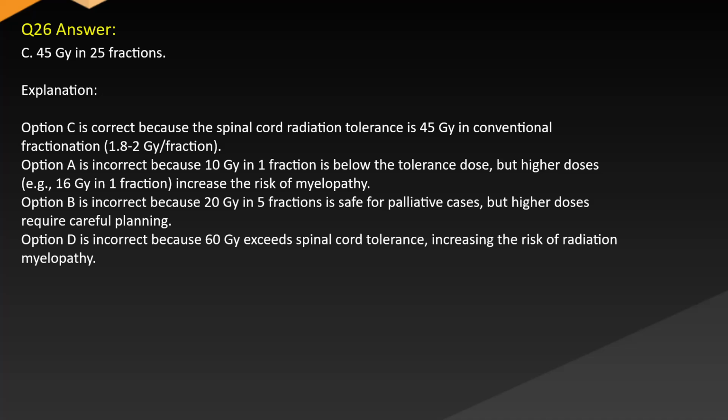Explanation: Option C is correct because the spinal cord radiation tolerance is 45 Gy in conventional fractionation, 1.8 to 2 Gy per fraction. Option A is incorrect because 10 Gy, 1 fraction, is below the tolerance dose, but higher doses, e.g. 16 Gy, 1 fraction, increase the risk of myelopathy. Option B is incorrect because 20 Gy in 5 fractions is safe for palliative cases, but higher doses require careful planning. Option D is incorrect because 60 Gy exceeds spinal cord tolerance, increasing the risk of radiation myelopathy.